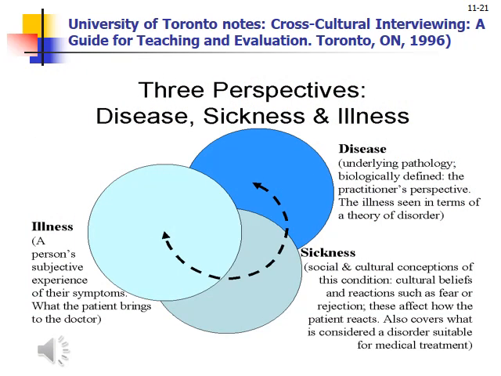University of Toronto notes, Cross-Cultural Interviewing, a Guide for Teaching and Evaluation, Toronto, ON, 1969. Three perspectives: disease, sickness, and illness. Illness: a person's subjective experience of their symptoms, what the patient brings to the doctor. Disease: underlying pathology, biologically defined. The practitioner's perspective: the illness seen in terms of a theory of disorder. Sickness: social and cultural conceptions of this condition. Cultural beliefs and reactions such as fear or rejection. These affect how the patient reacts. Also covers what is considered a disorder suitable for medical treatment.